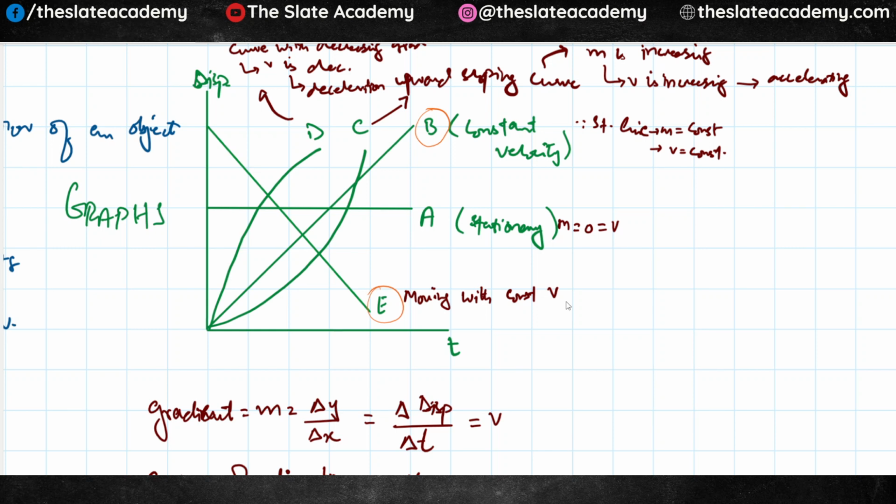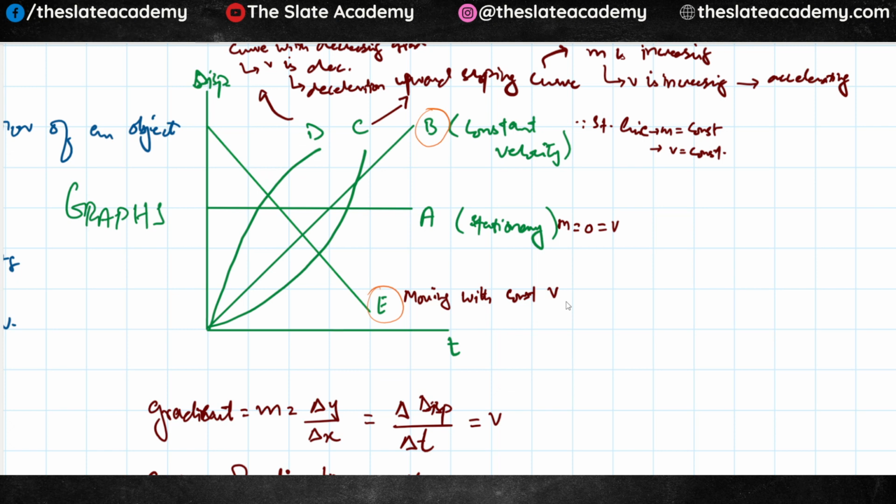For B, gradient is positive, right? And for E, gradient is negative. Do you agree? So for both E and F, even though the displacement right now is positive, gradient is negative, and gradient is velocity. So velocity is negative, which means it's velocity in opposite direction. So even for E, we can say that it has velocity in opposite direction to the object B.